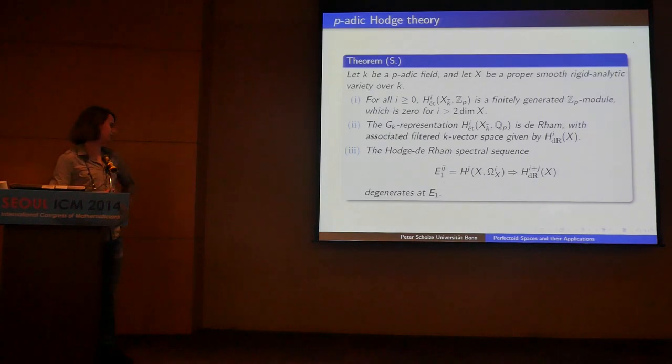You shouldn't make of this the statement that all p-adic manifolds are Kähler. So there is, for example, the Hopf surface, which is an example of a non-Kähler complex manifold, has a p-adic analog. But fortunately, for this Hopf surface, Hodge to de Rham degeneration still holds true. So there's no contradiction.